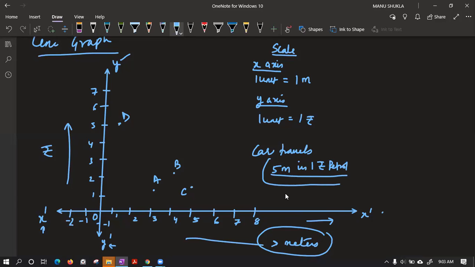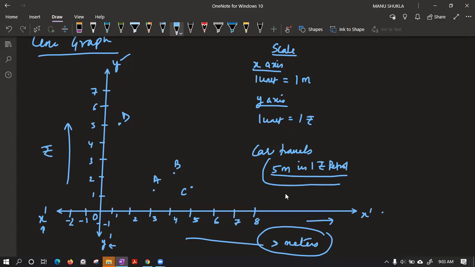Although you came late, you are able to understand this one. Good. Just tell me. Okay, very good, Smriddhi. Correct. Out of points A, B, C, D, which point is showing that the car is traveling 5 meters in 1 rupee petrol? Very good.